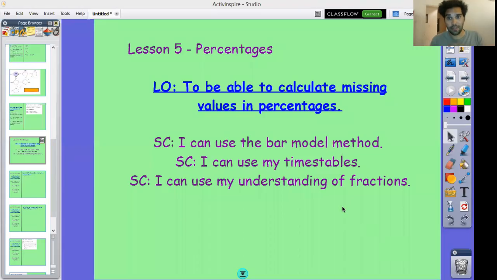So today we're going to be able to calculate missing values in percentages. This is really tough, so don't worry if you find this difficult, but we can work this out. We're going to look at a lot of different stuff today. I can use the bar model method, 100% definitely use the bar model method. Definitely going to be using your times tables to help you. You're definitely going to use your understanding of fractions, because we know that percentages and fractions are very much interlinked together. Let's start, because it'll make more sense as we go on.